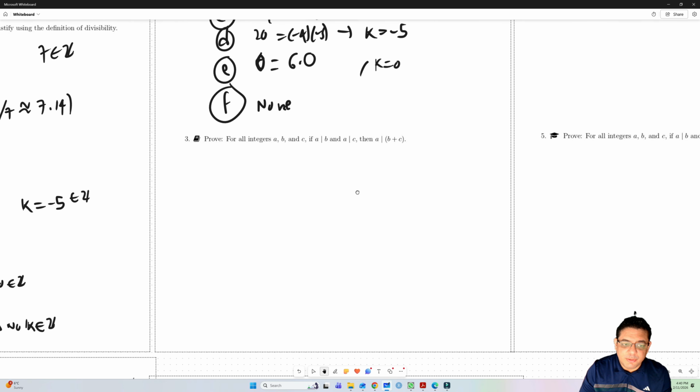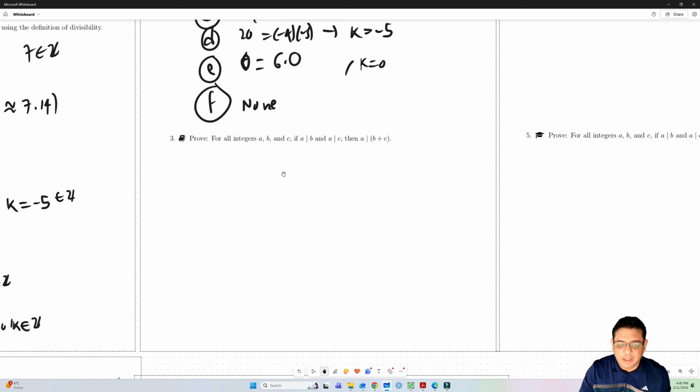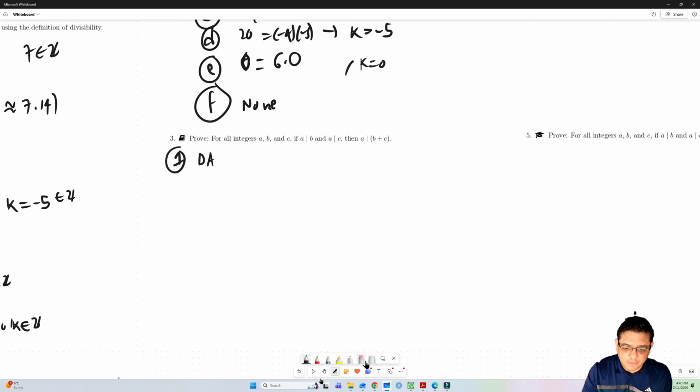Now, question number 3 is about proving something. So remember that for proving, we have a structure. We want to prove that if A divides B and A divides C, then A divides the sum. And the way that I'm going to go about that is first, I'm going to go with the 5 steps. So first, step 1, the definition of the assumptions. So we have that A divides B, or really the assumptions. So let me write the assumptions.